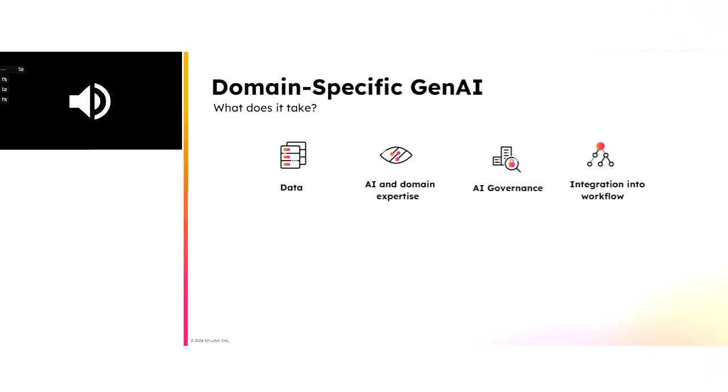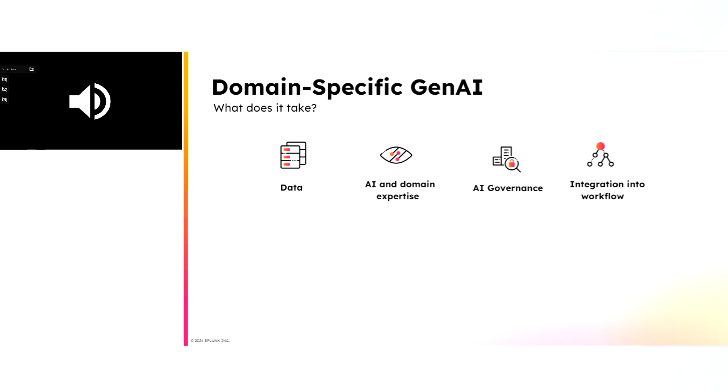So what do you need in order to build a domain-specific Gen AI model? There are really 4 things that you need to be successful. One is data. You also need the AI, but more importantly, the domain expertise. If you want to build a model for security, what data do you look at?